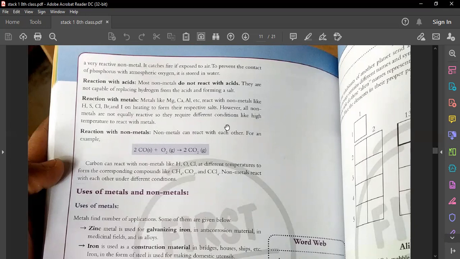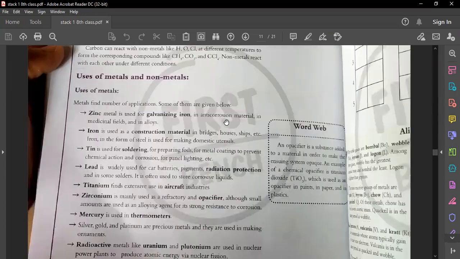So these are all properties for the non-metals. Then uses of metals and non-metals. Some important metals are given here. The first one, zinc. What is the use of zinc? Galvanization of iron. Galvanization.